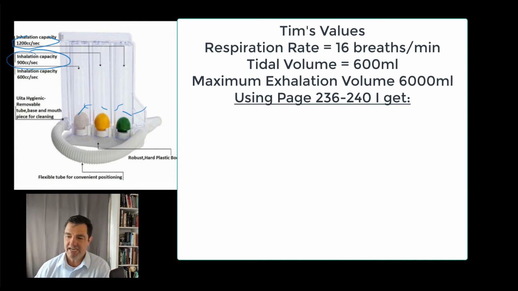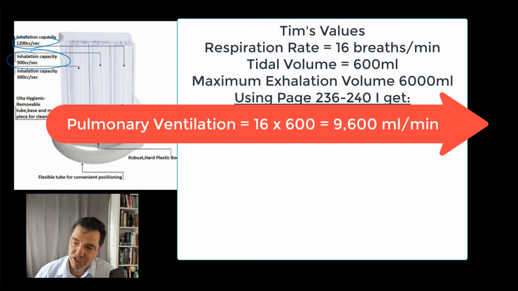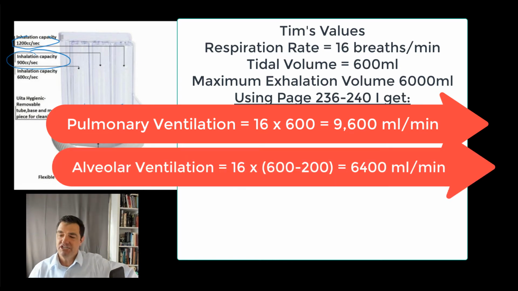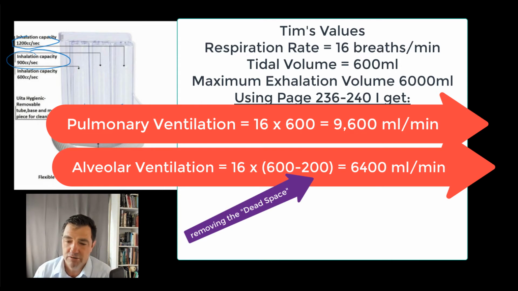Now, if I use that data, 16 breaths per minute, I can calculate my pulmonary ventilation rate, which is about 9,600 milliliters of air per minute, and my alveolar ventilation rate, where you take that dead space out and remove it. That's around 6,400 milliliters of air per minute. So on page 239, you can use my data that I'm providing in this video, my calculations, or you can use the sample calculations they provide in lab.